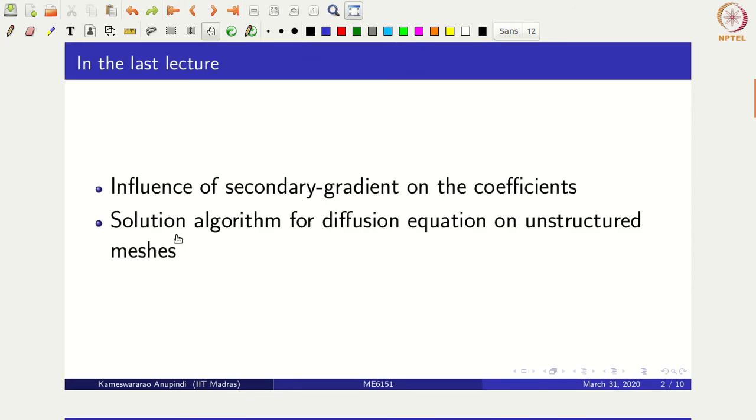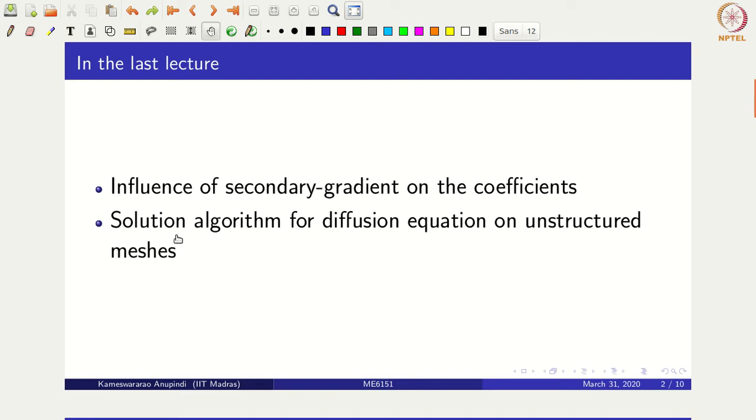In the last lecture, we looked at the influence of secondary gradients on the coefficients, right? We reasoned that secondary gradients create negative coefficients, which may lead to oscillations. As a result, it is good practice to have a good quality mesh, which is as orthogonal as possible.